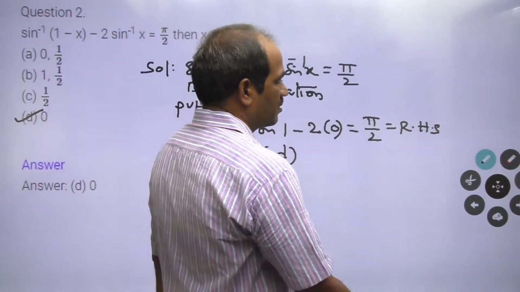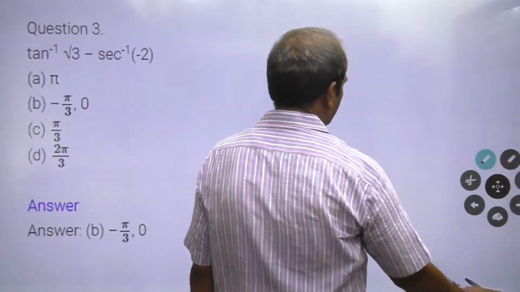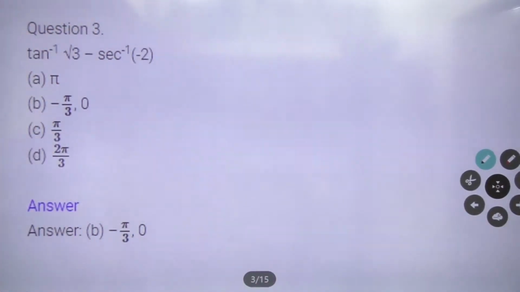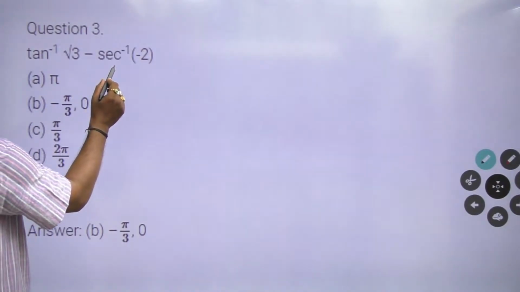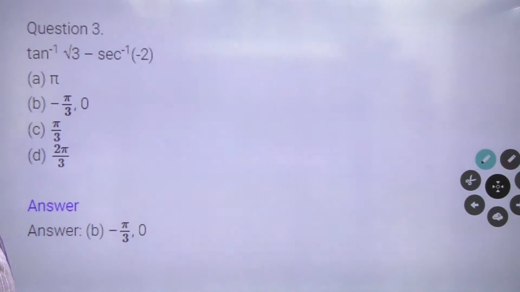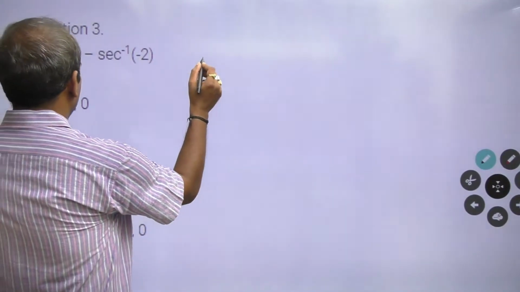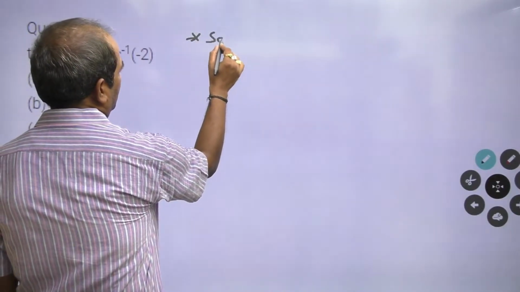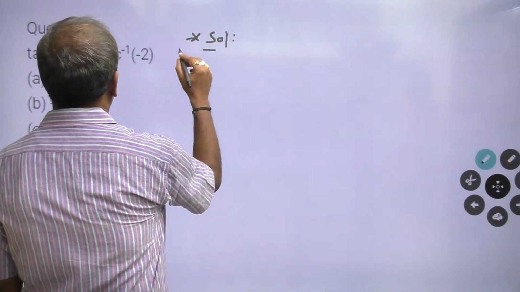Okay, next problem. In this next question: tan inverse of root 3 minus secant inverse of minus 2. Okay, this value. Let's see the solution.